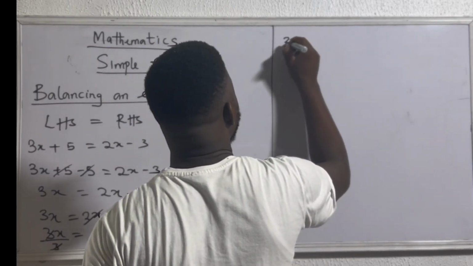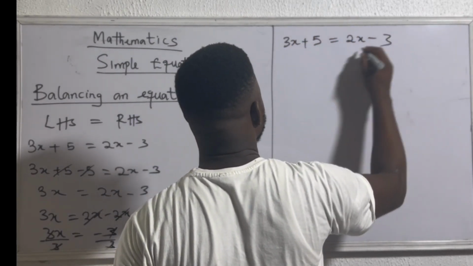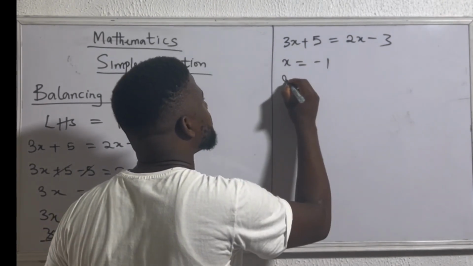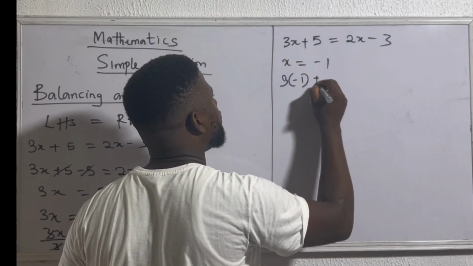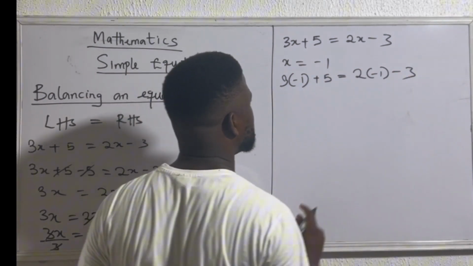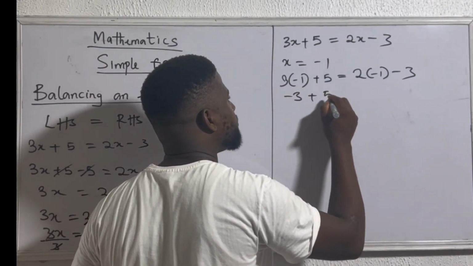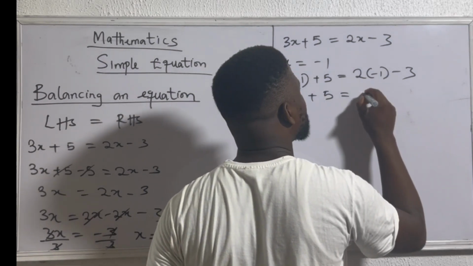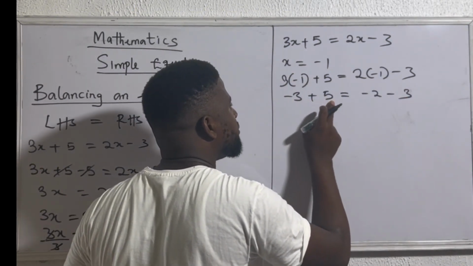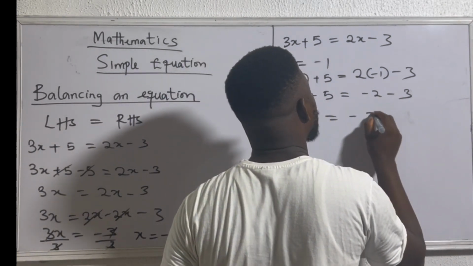we have 3x plus 5 equal 2x minus 3, and then we got x equal to minus 1, right? So we have 3 multiplying minus 1 plus 5 equal 2 multiply minus 1 minus 3. 3 times minus 1 is minus 3 plus 5 equal 2 times minus 1 is minus 2 minus 3. Now minus 3 plus 5 will give us 2 equal minus 2 minus 3 will give us minus 5.